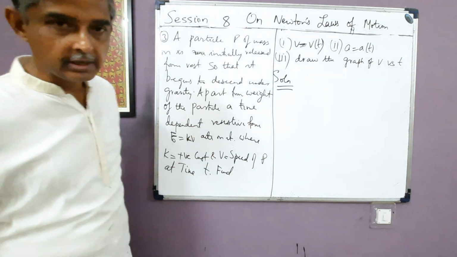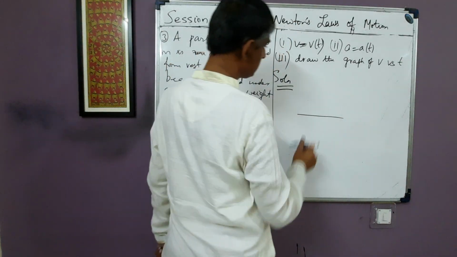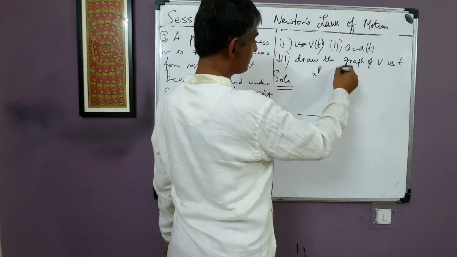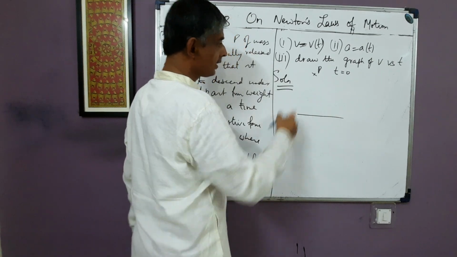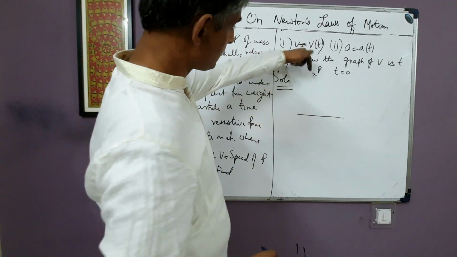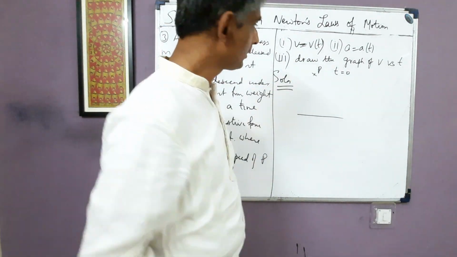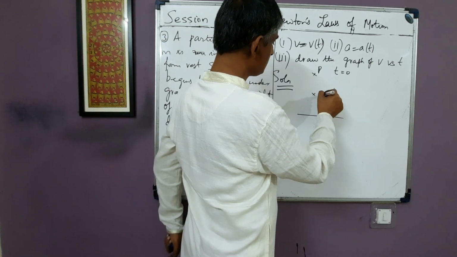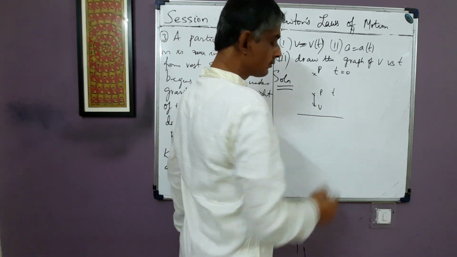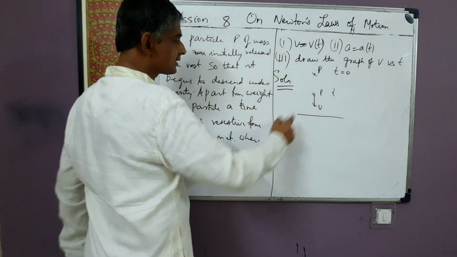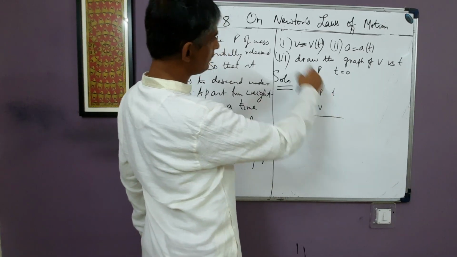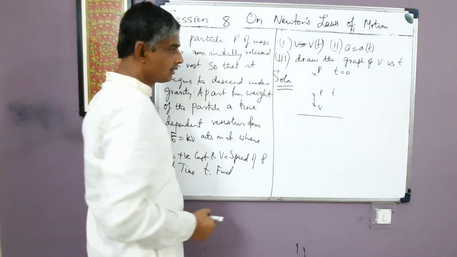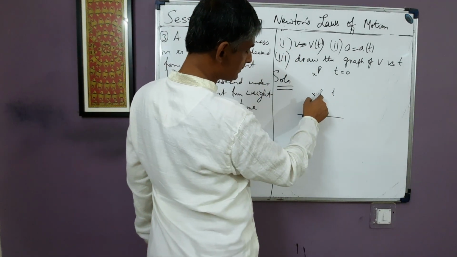First, I draw the diagram. Suppose this is the ground level. Particle P is initially somewhere here at time 0. It is at rest. It is released from rest. It begins to descend under gravity. At a certain instant t, when the point has come here, it has speed v in the downward direction. We have to find this v as a function of t in the first part of the question.